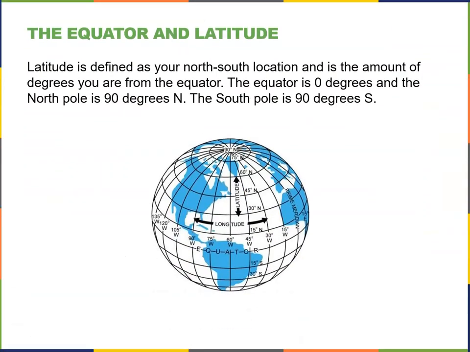We define latitude as the amount of degrees you are from the equator. This is the amount of degrees north or south from the equator. So the equator is defined as 0 degrees, and we define the North Pole as 90 degrees north and the South Pole as 90 degrees south.